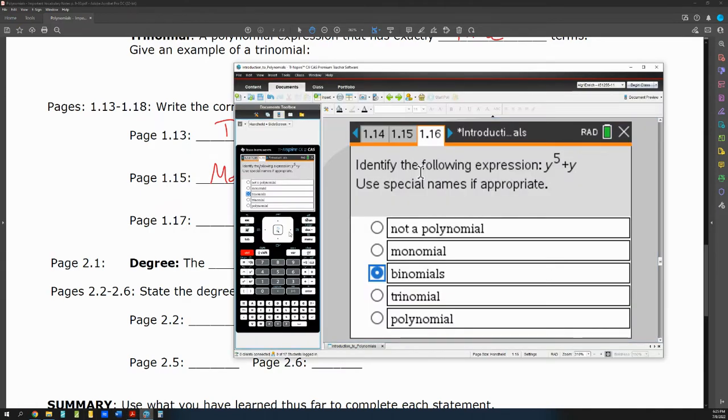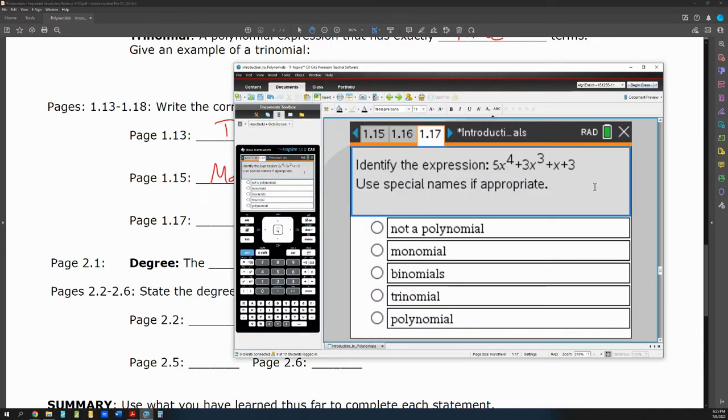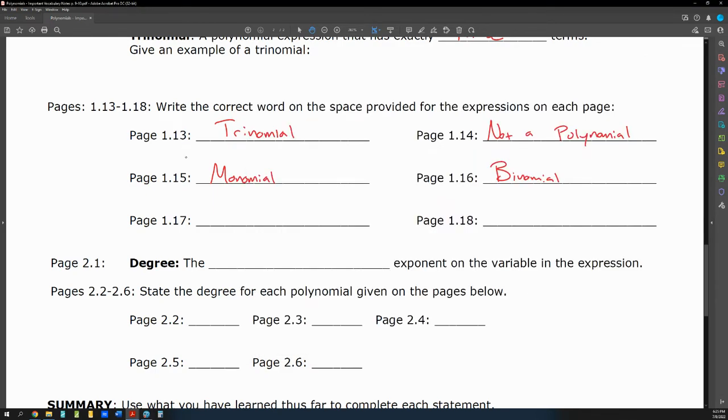117. 5x to the fourth plus 3x cubed plus x plus 3. This is a polynomial. We have whole number exponents, and there are four terms. So four or more, remember, we just call a polynomial.